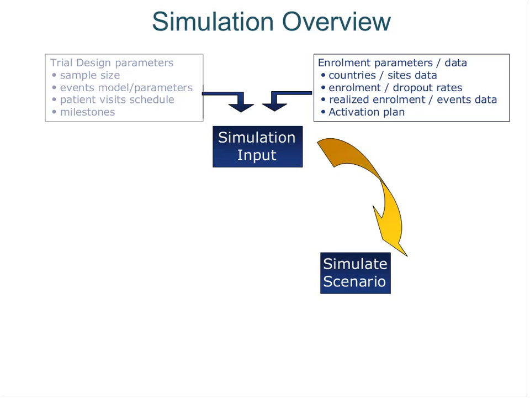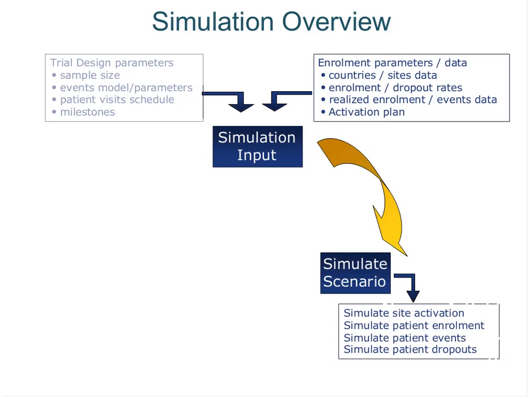then you simulate scenarios. And so you simulate the site activation. Once you have that, the next step is you simulate patient enrollment. In these simulations, once patients are enrolled, they can start accruing events. So you need some assumptions at what speed these events are accrued, and also dropouts, which is also an important part, in consideration of final sample size in terms of number of patients.